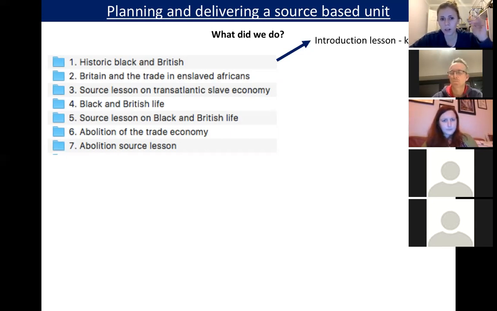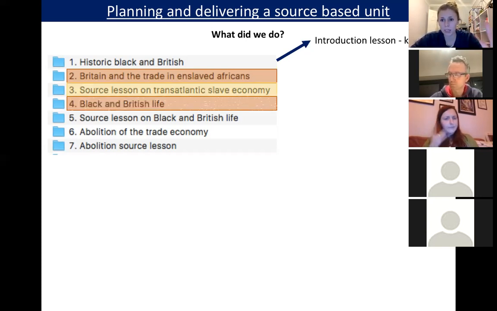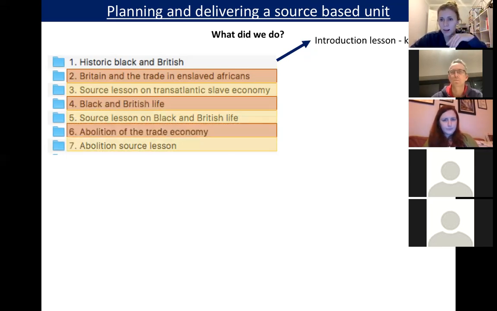So you've got your introduction lesson, that's number 1. Number 2 is a knowledge lesson. So this was on Britain and the trade of enslaved Africans. Number 3 was then a source lesson on that previous knowledge lesson. And the next 2 groups of lessons follow that. So Black and British life, a source lesson on Black and British life, abolition lesson, a source lesson on abolition.